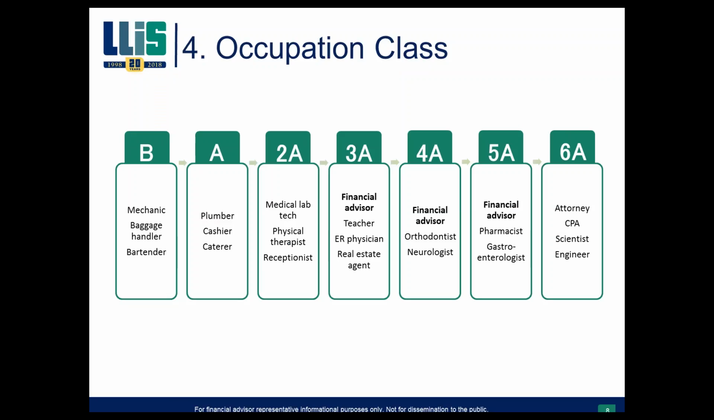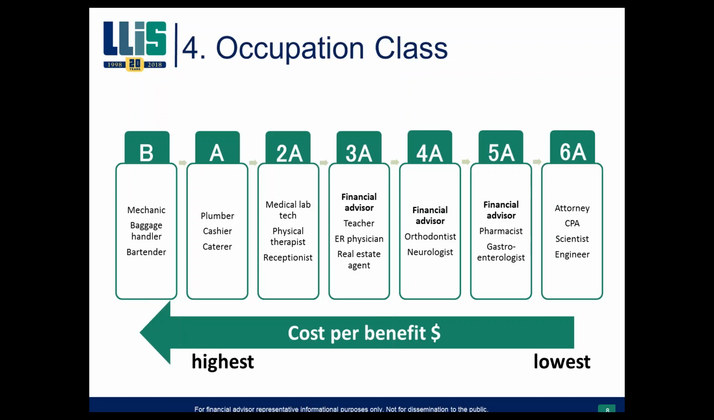So let's look at the range of occupation classes. Now, not every carrier has a B all the way through a 6A, but this is just for illustration purposes. This slide is supposed to represent that the higher the occupation class, the lower the premium. The reason for that is there's a greater likelihood that someone that's making a good income will be inclined to go back to work. So if you're an attorney, a scientist, an engineer, a doctor, there's a greater incentive for you to go back to work because, one, you're probably going to make more money working than you would on a disability benefit.